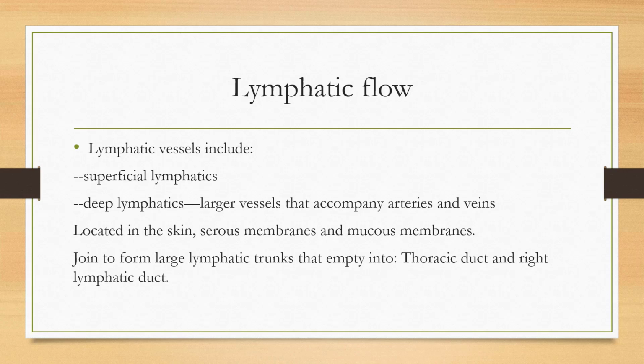Deep lymphatics are larger lymphatic vessels that accompany deep arteries and veins that supply skeletal muscle and other organs of the neck, limbs, trunk, and walls of visceral organs. The superficial and deep lymphatics are going to converge or join together to form even larger vessels called lymphatic trunks. The trunks empty into two large collecting vessels, the thoracic duct and the right lymphatic duct.